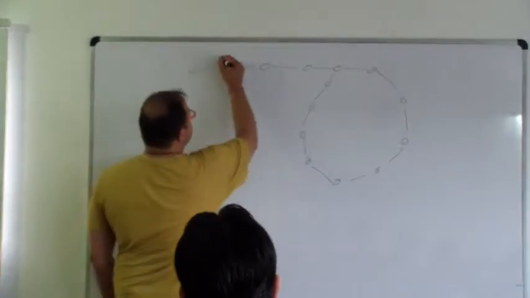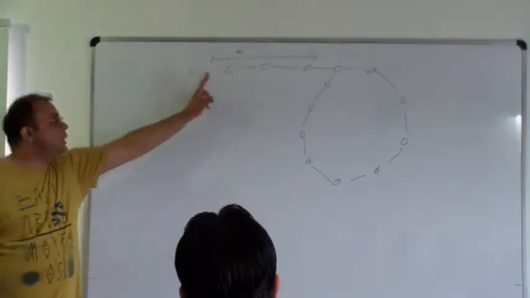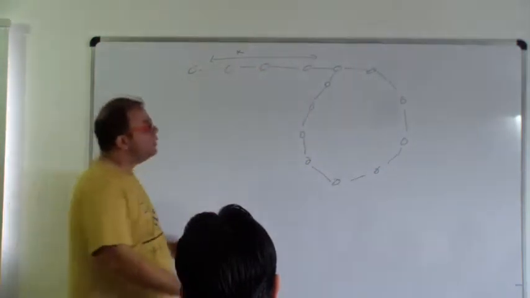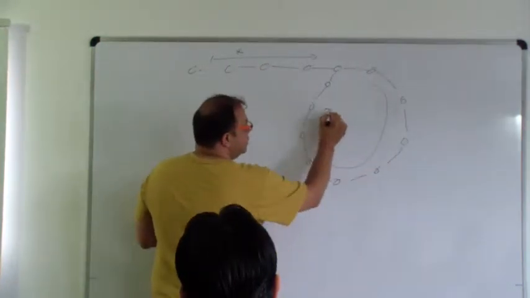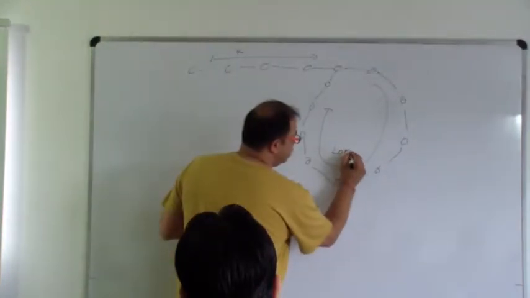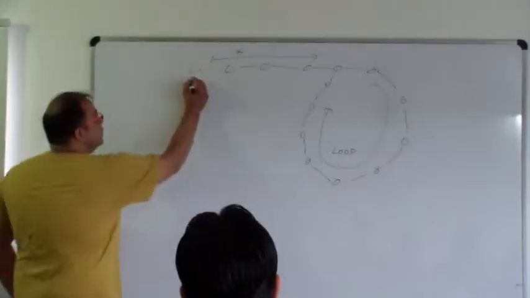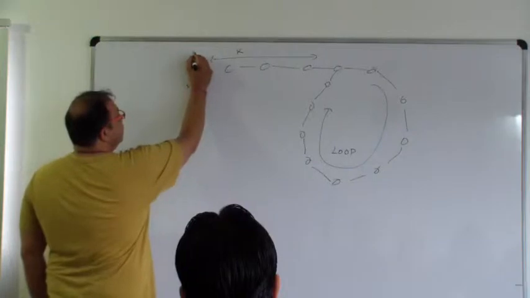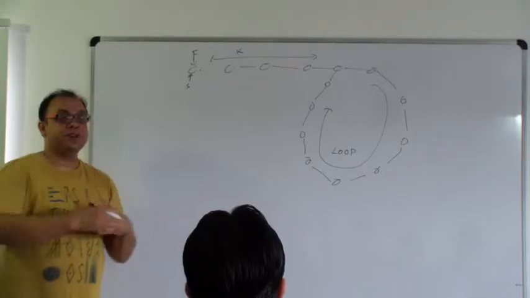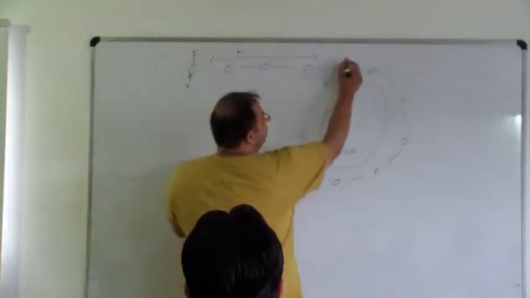So let's say there are k elements over here. From the start to the starting of this loop, there are k elements. And let's say the number of elements inside the cycle is the size of the loop. Slow starts here and fast starts here. Slow is moving by 1, fast is moving by 2.